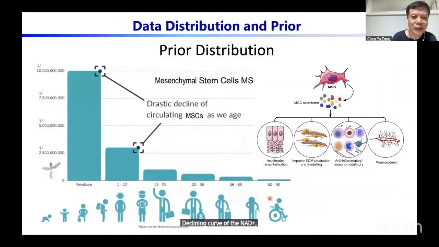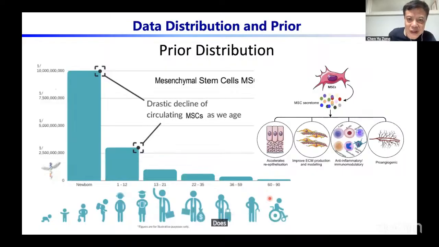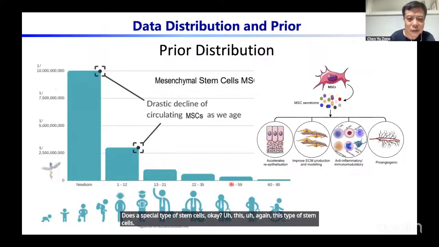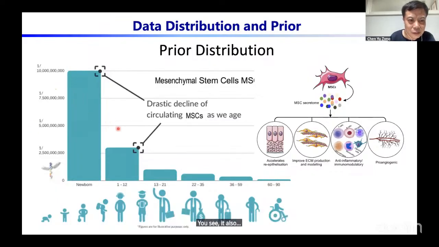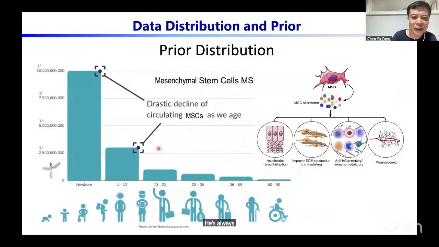Now we look at another essential element of our human body, a special type of stem cells. This type of stem cells also decreases with age. It follows essentially an exponential decline curve, very similar to the NAD. So it's the same trend. But of course, the declining rate may be different, but the trend is always the same.